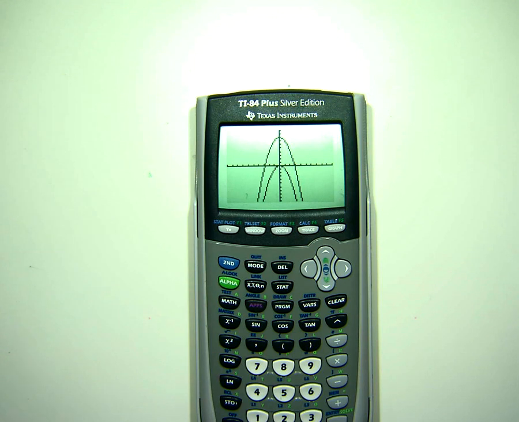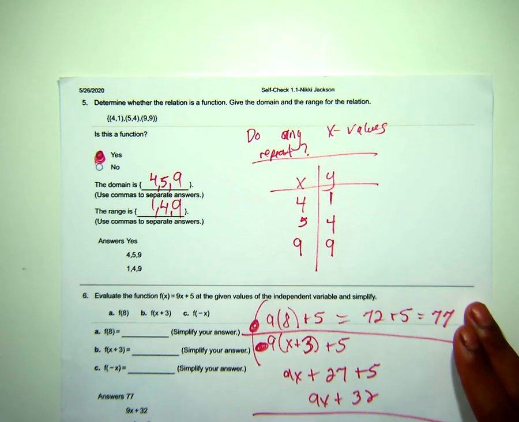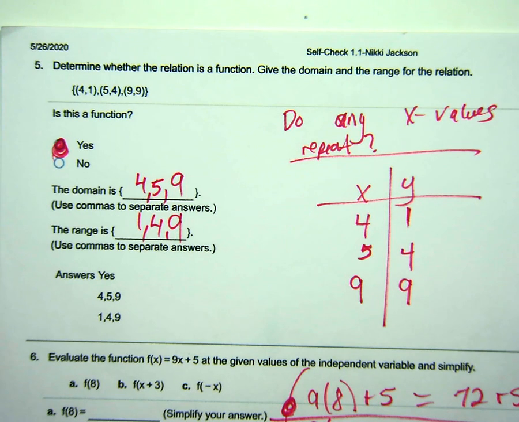So yay, we know how to use the calculator a little bit. And here's your last example from the self-check. So again, I've written all over the place, so my apologies for my penmanship.